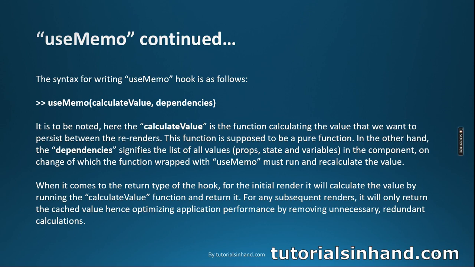When it comes to the return type of the hook, for the initial render, it will calculate the value by running the calculate value function and return it. For any subsequent renders, it will only return the cached value, hence optimizing application performance by removing unnecessary redundant calculations. So let me dilute this information for you. Let me consider a real case scenario.